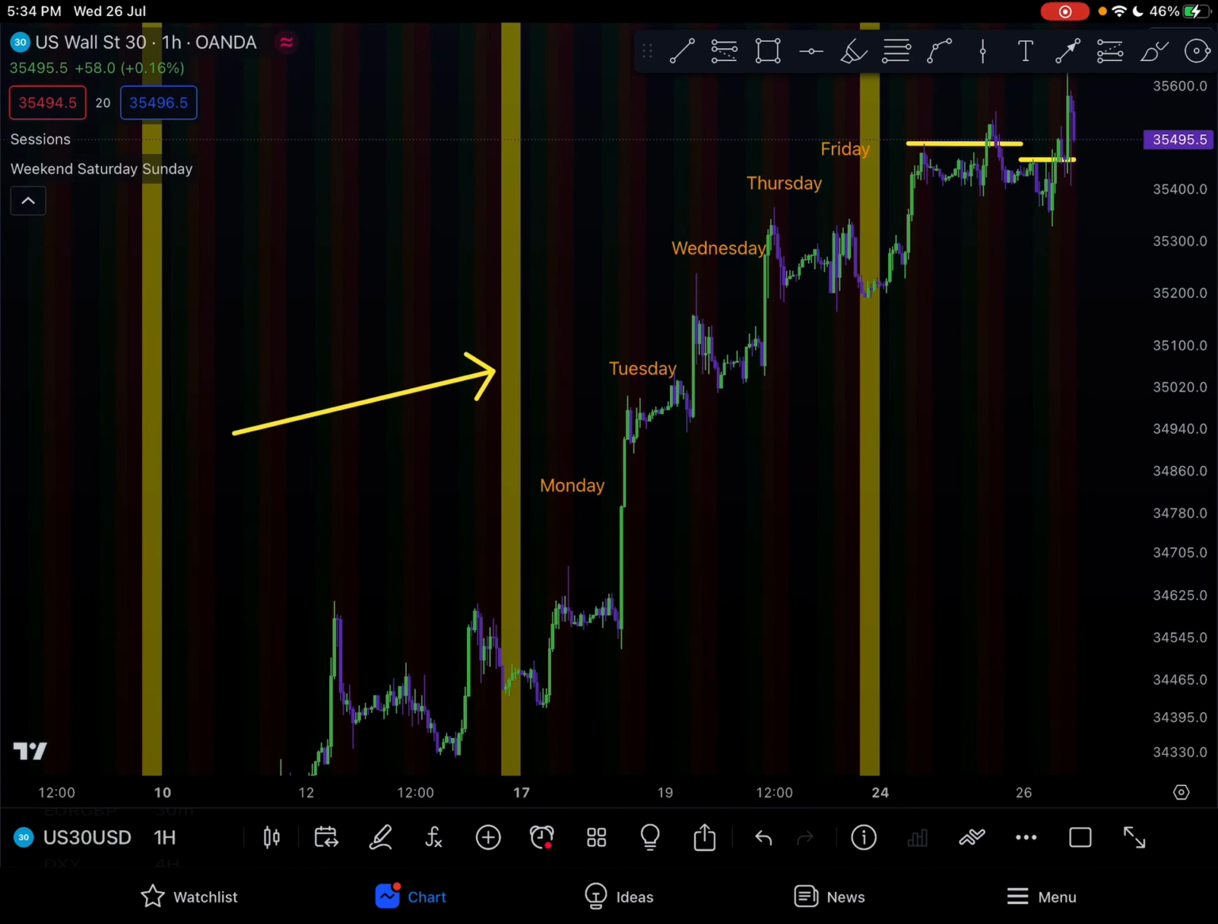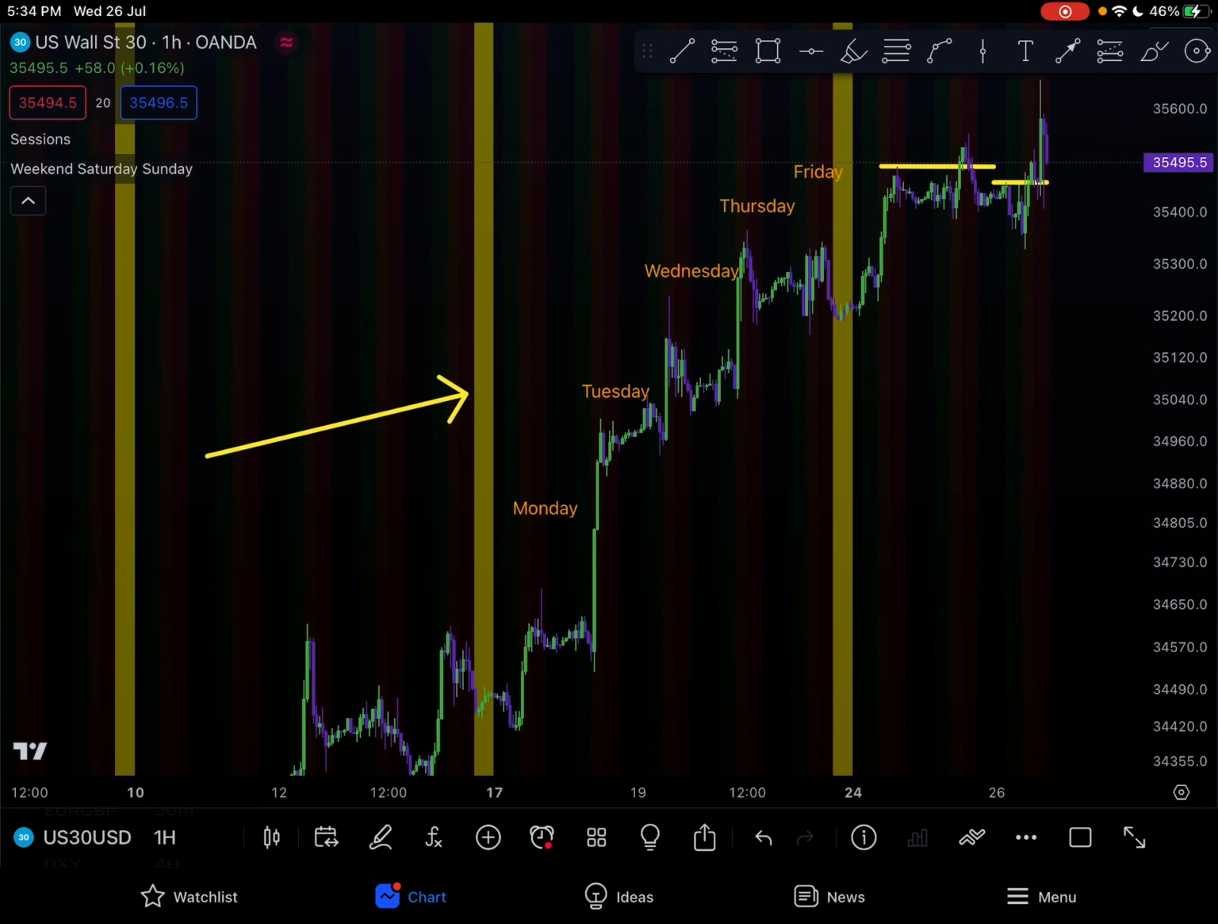And this is operating off of New York time. So if you're in another state or not on the East Coast, you need to just make sure you're on New York time on your TradingView chart. Is basically what I'm saying.